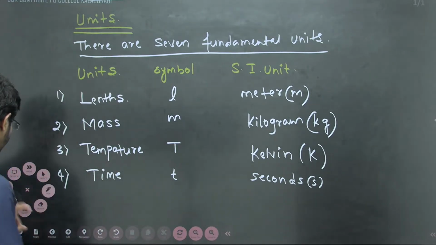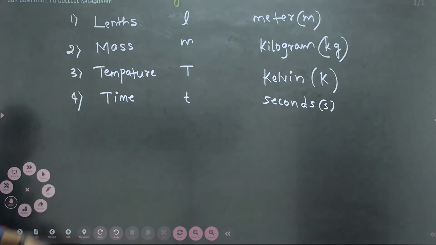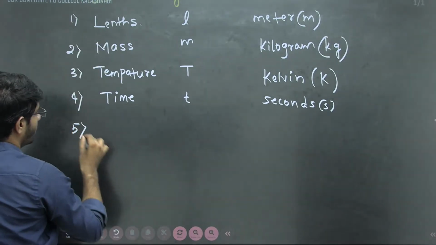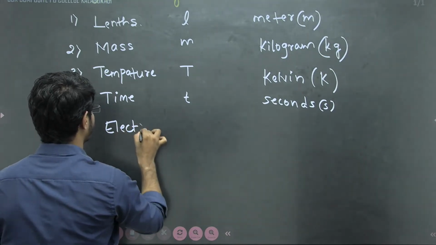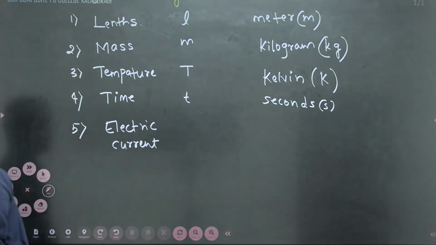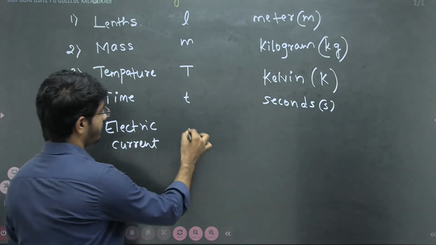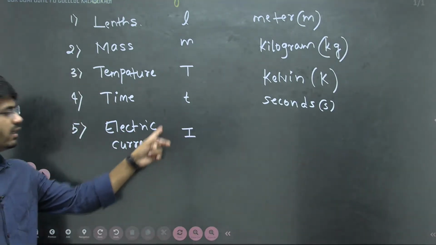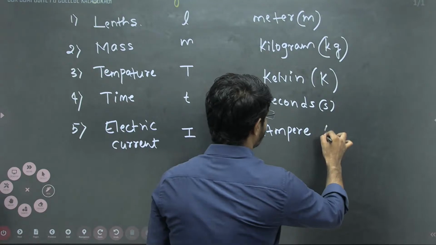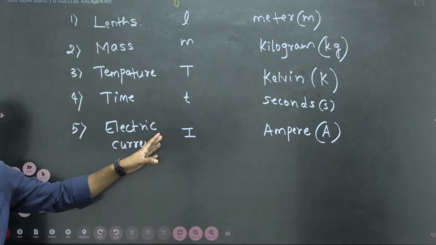Next, fifth one, it is electric current. Electric current is used for measuring current electricity, which is usually abbreviated as I, but the SI unit for this is ampere, which is abbreviated as capital A. Symbol is I, where the abbreviation for ampere is capital A.